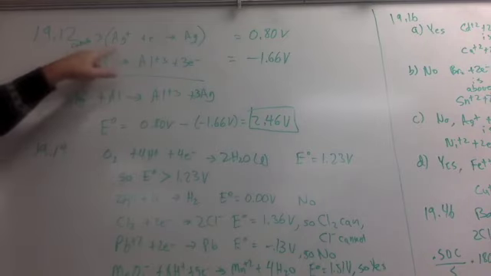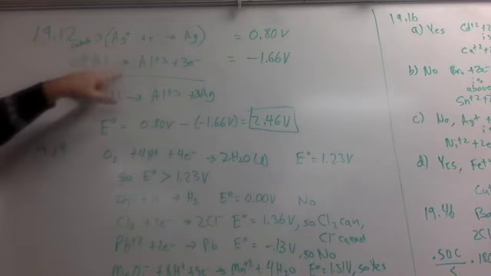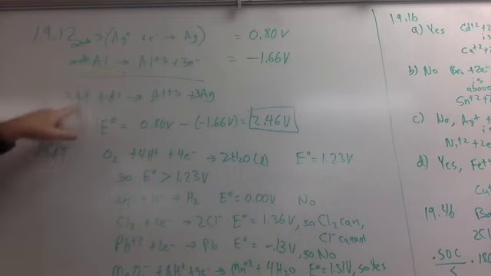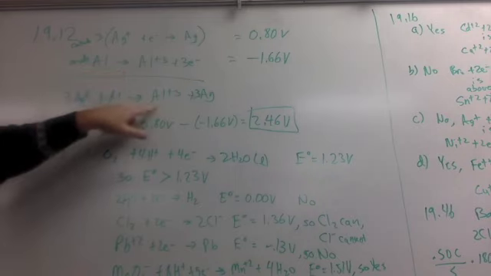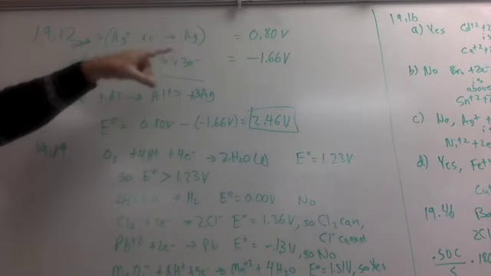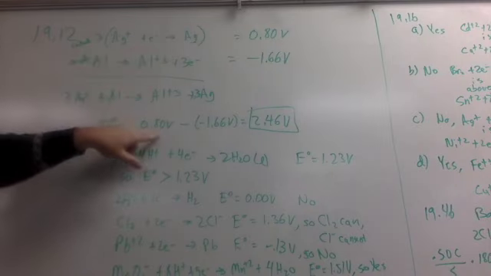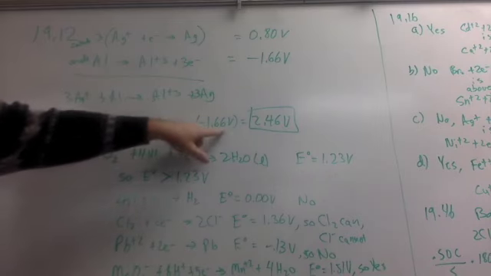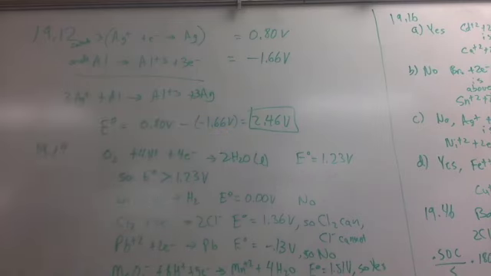If I triple the silver reaction and add it to the aluminum reaction, I get 3Ag plus aluminum makes Al plus 3 silvers. Taking the difference in their voltages, 0.80 volts minus negative 1.66 volts, comes out to 2.46 volts.